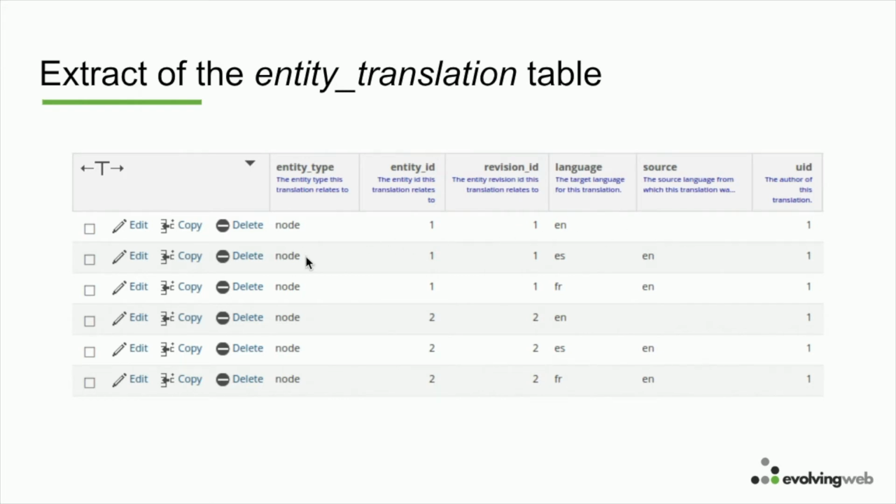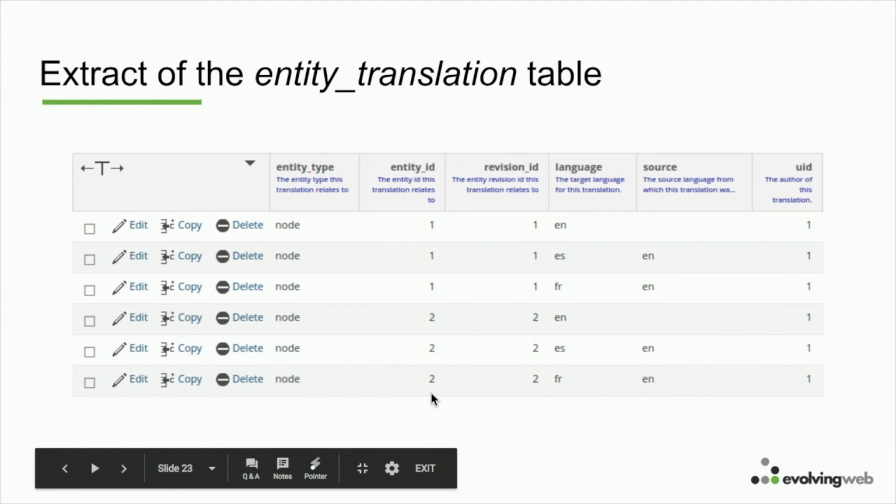Then I created the Spanish translation for that. And here we see the entity ID still remains 1, which is node ID 1. Revision ID is also the same. And the language has become ES, and we have something in the source which says EN, which means the Spanish translation was born thanks to the English version of the node. And same goes for the French translation, the node ID is 1, the language is French, and the source is EN, because I translated the English node to get the French translation as well. Same goes for node ID 2, which I won't discuss.